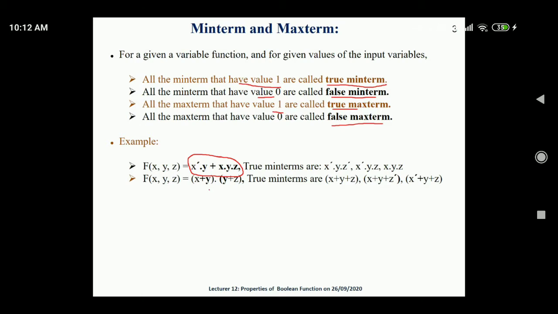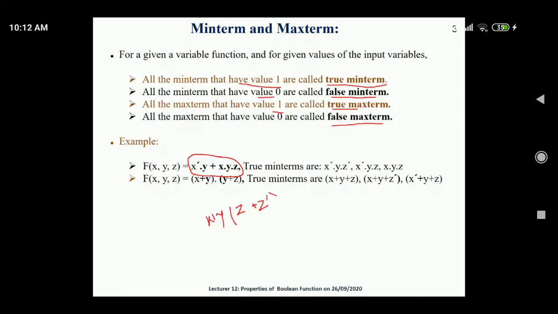It is good. But how can we introduce the missing literal? We can introduce it this way: x bar and y, and after that z is missing, so you can introduce it this way: z plus z bar.